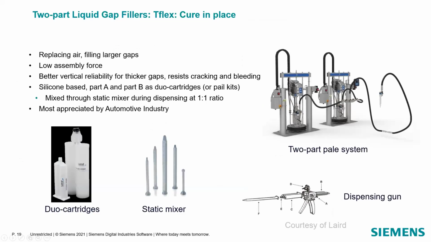The next family of materials we tested was the two-part liquid gap fillers. Again, Jim explained in detail what these are for, but to revisit, they are mostly appreciated by the automotive industry because they can replace air for larger gaps, and they require low assembly force. So when you're dealing with materials where this is important, you can definitely rely on these kinds of items.